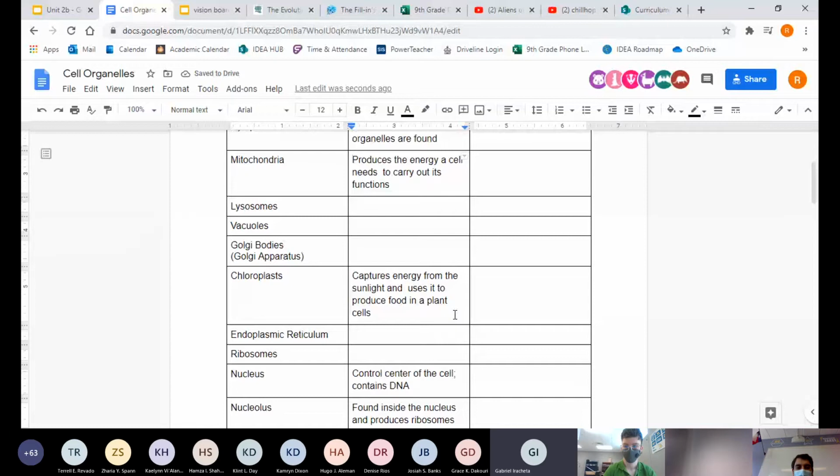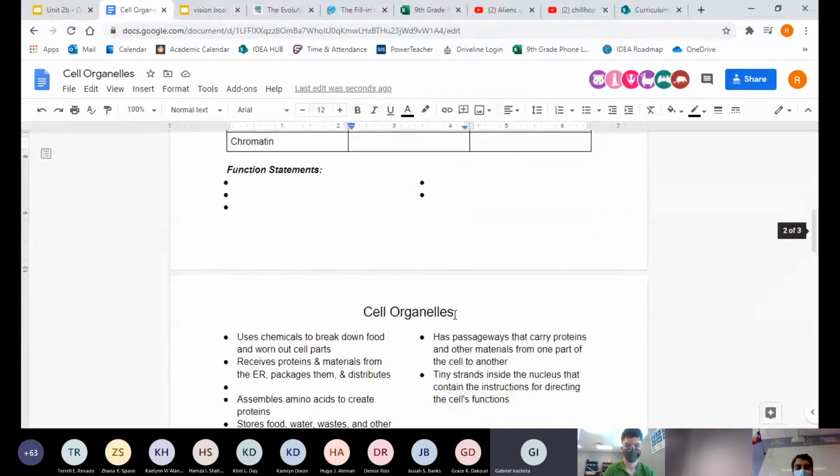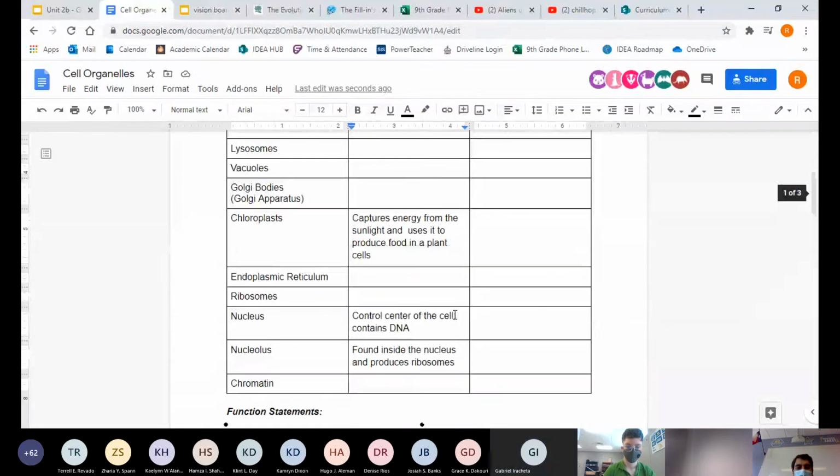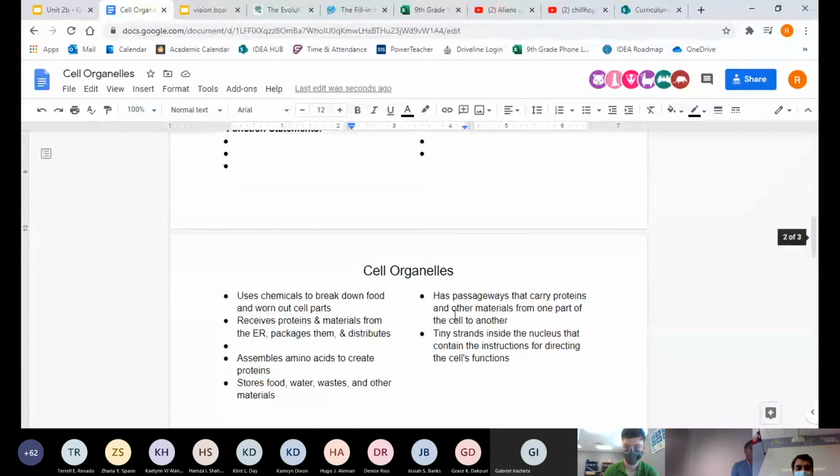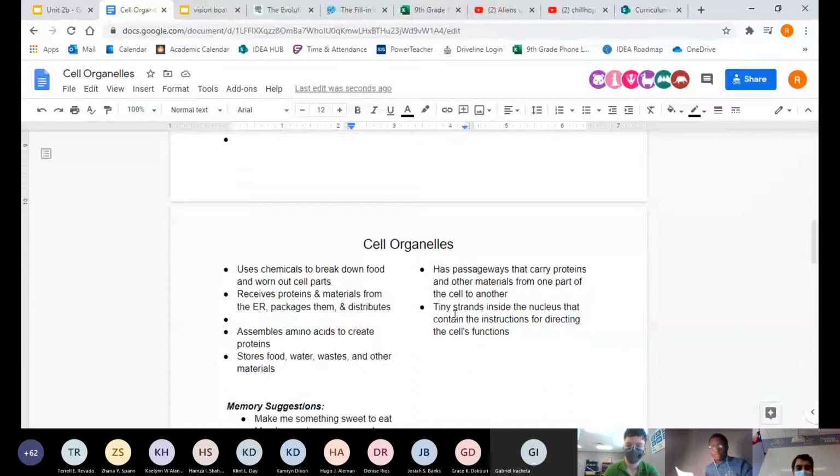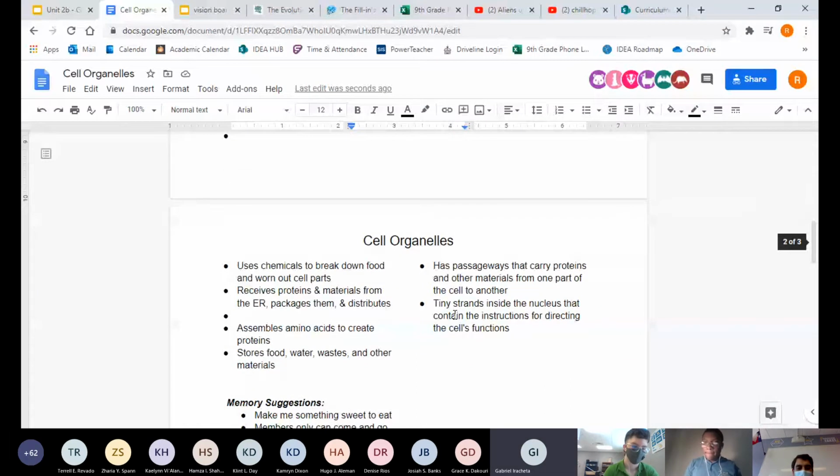Lysosomes. Lysosomes. Do you know what lysosomes are? We've got, sadly, 1, 2, no. 3, 4, 5, 6. 1 out of 6 odds. Pretty good. I will say that lysosomes use chemicals to break down food and worn out cell parts.